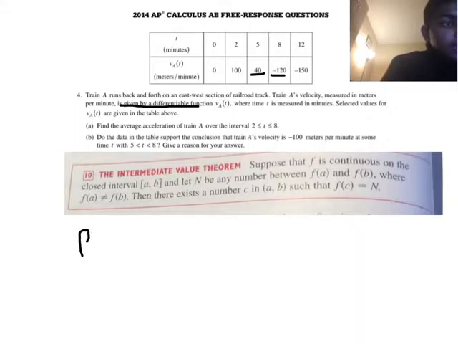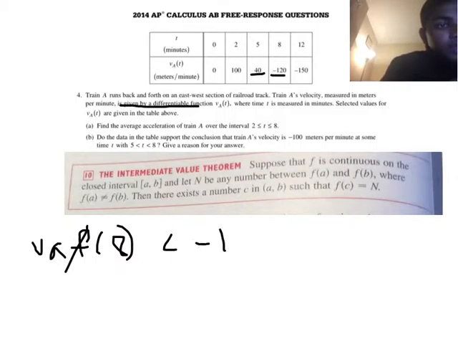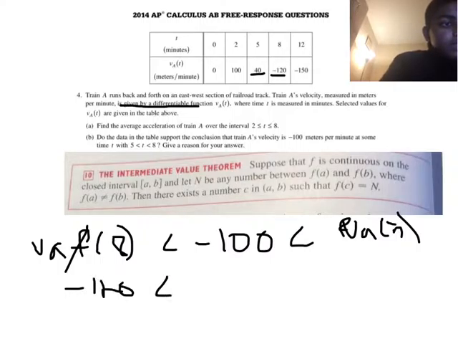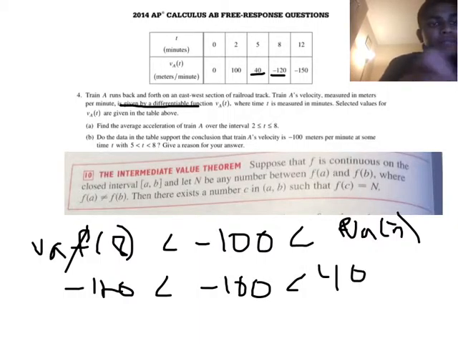is to show that VA of 8 is less than negative 100, which is less than VA of 5. Sorry if I've been saying f of x the whole time, but f of x is equal to VA of t, if that wasn't clear to you. So we have negative 120 less than negative 100 less than 40.